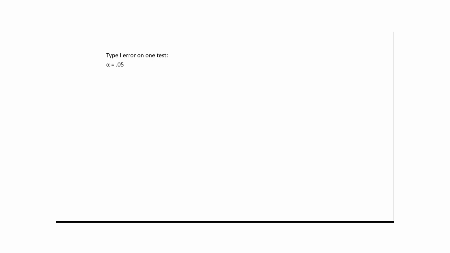We used alpha equal 0.05, so the probability of making a type 1 error with a single one of those pairwise comparisons is 5%. In other words, the probability of not making a type 1 error on each test is 95%. Now, what is the probability that in making three pairwise comparisons we'll commit a type 1 error on at least one of the three tests?